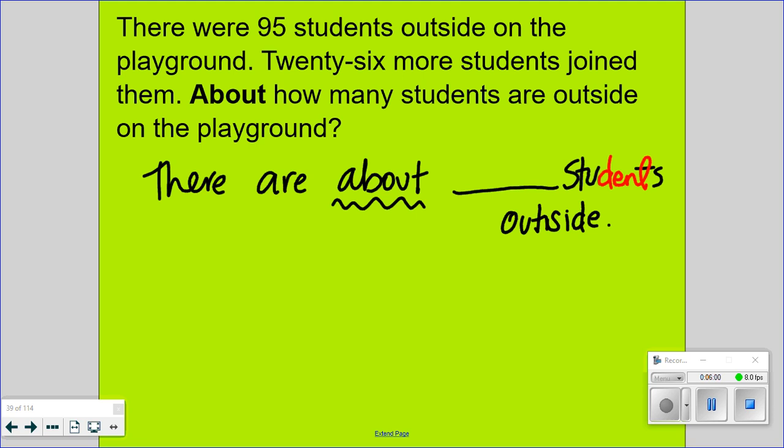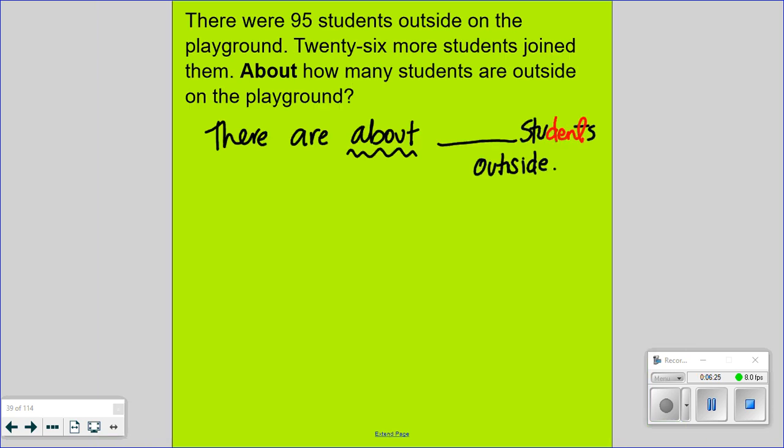Now, when I am trying to find an estimate, I am not going to find the real answer first and then estimate. That doesn't make sense. We're never finding the real answer. So what we're going to do is estimate about how many students we have in each group. So we've got 95 students outside. What estimation strategy do you want to use? Callie, what do you want to use? Front end estimation. So let's write down 95.